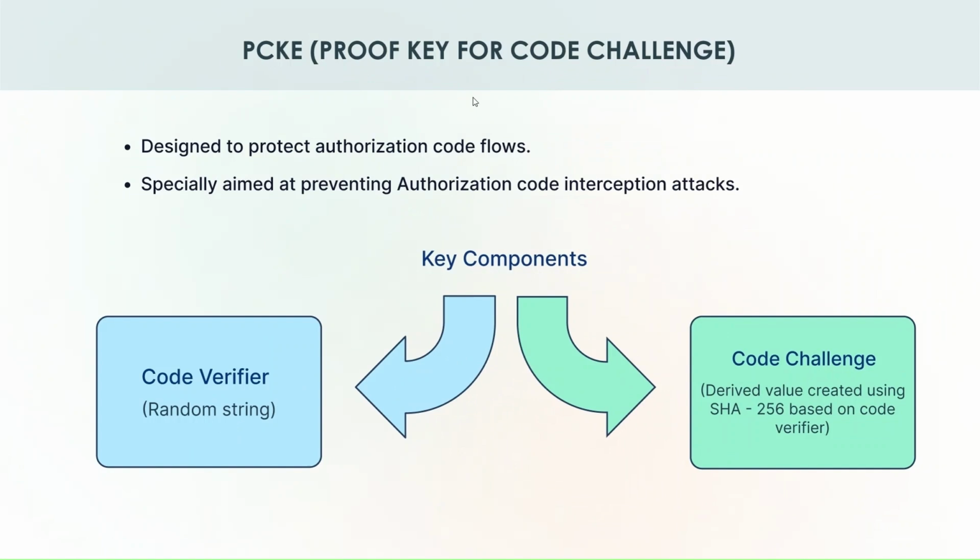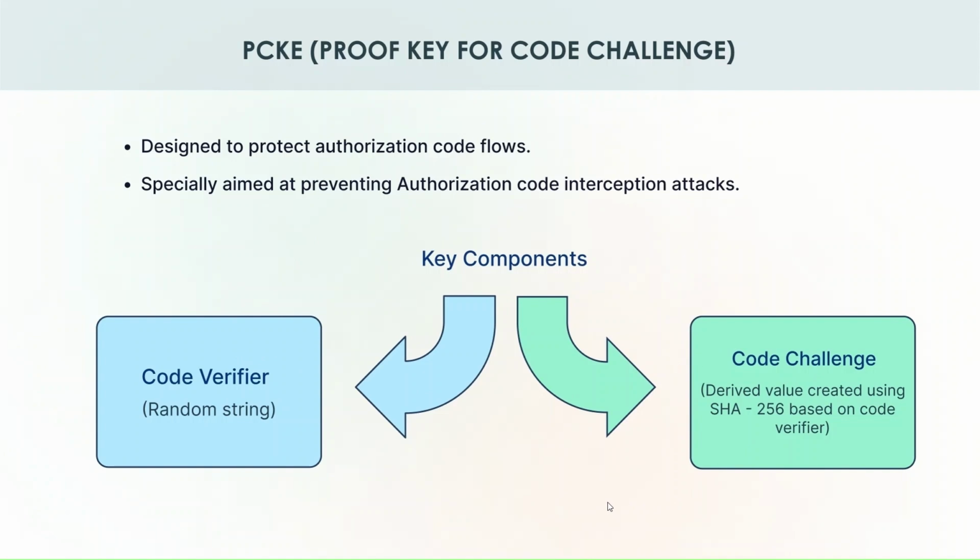Proof Key for Code Exchange, PKCE, adds an extra layer of security to the authorization code flow by preventing interception attacks. It ensures that only the original requester can exchange the authorization code for an access token. This is done by generating a code verifier, a random string, and a code challenge, its hash, which are checked by the server during the exchange process.